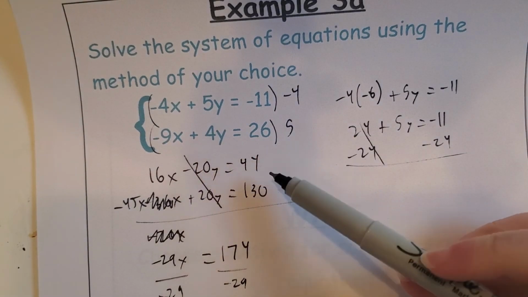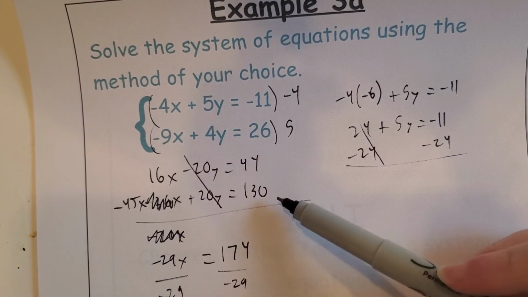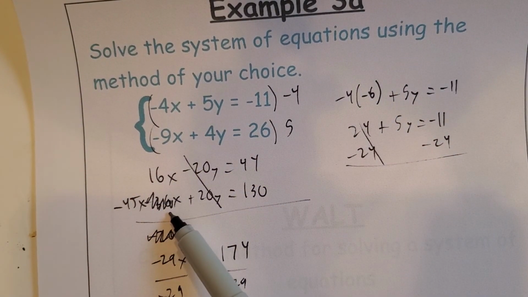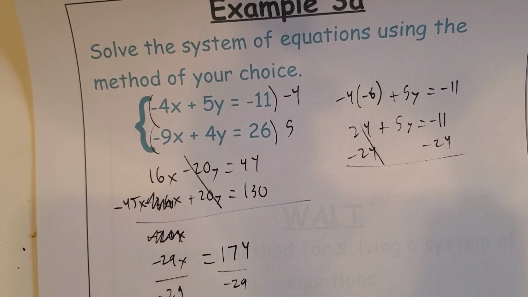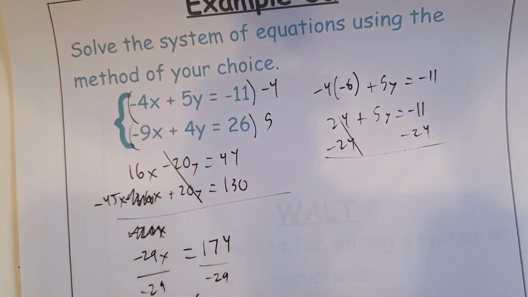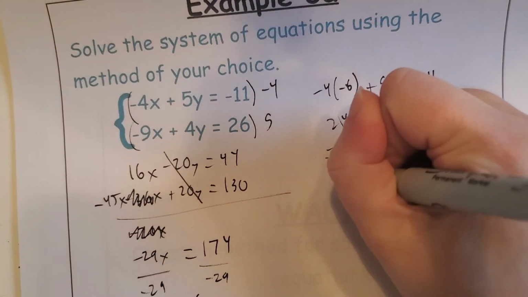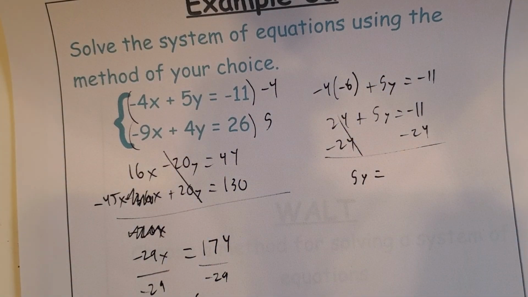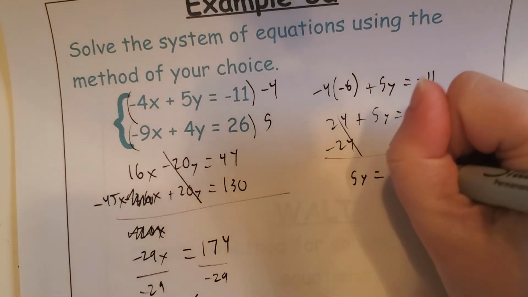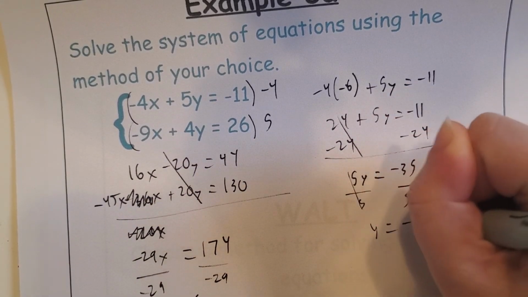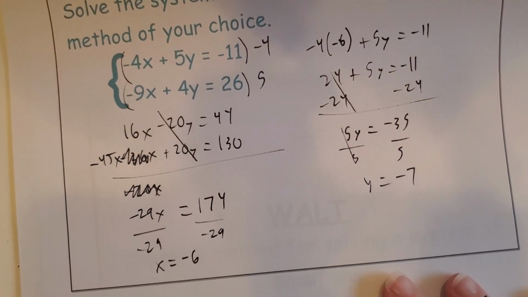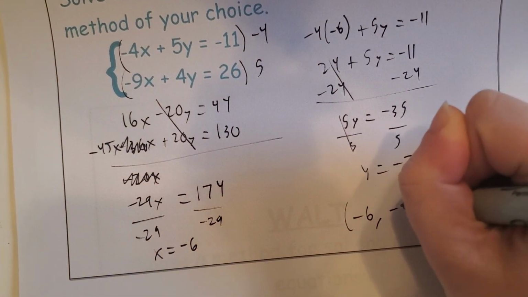If you plug into the multiplied versions, that should probably be okay too. But if you do something like I did over here, where you messed up on the multiplication, you're obviously going to get messed up x values and then messed up y values. So I would stick with the original. So 5y, this is negative 35. So this is negative 7. So we've got negative 6 comma negative 7.